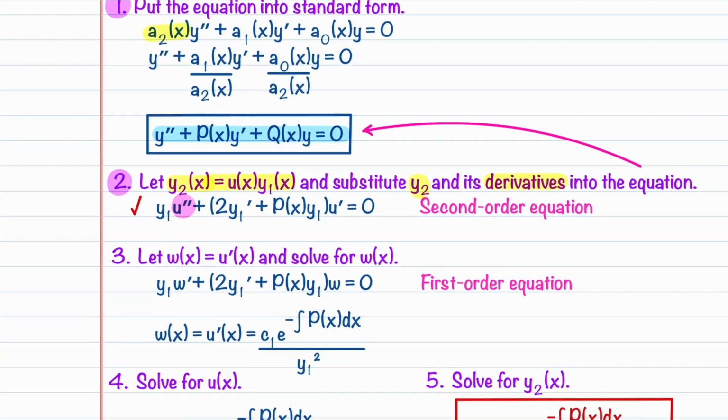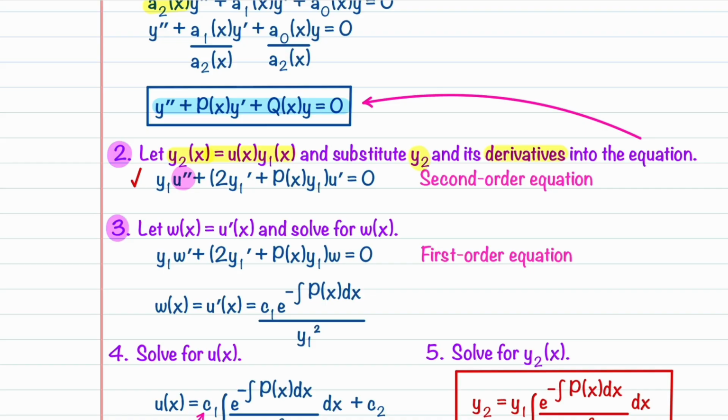In step 3, we're going to make another substitution, and that substitution is w is equal to u prime of x, and then we're going to solve for w. The second-order equation in step 2 for u now becomes a first-order equation in terms of w. This is exactly why this method is called reduction of order, because we reduce a second-order equation to a first-order equation. Once we have the equation, all we have to do is solve for w. So we're just solving a first-order linear ordinary differential equation.